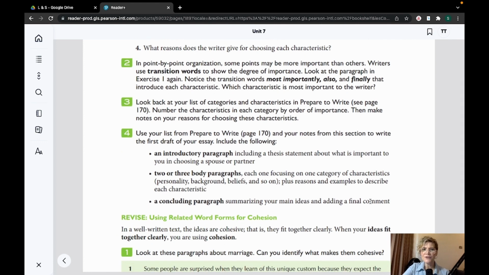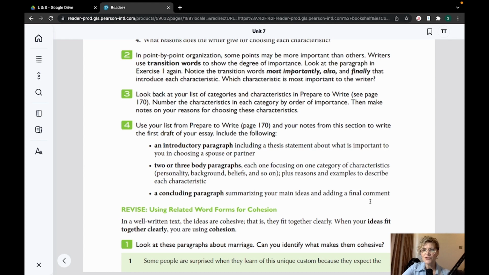In a point-by-point organization, some points may be more important than others, so just place the most important points first and then go less important, least important, like that. And use transition words to show the degree of importance and also the connection. So from the first body to the second body, use a transition. From the second to the third, use a transition into the concluding paragraph. But of course, this depends on how many paragraphs you're going to write.